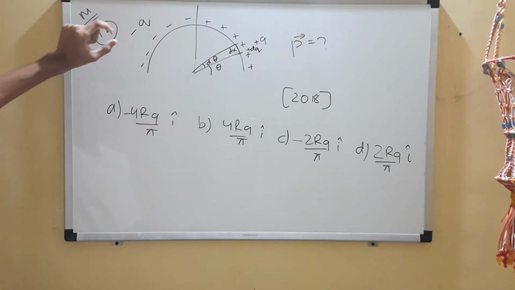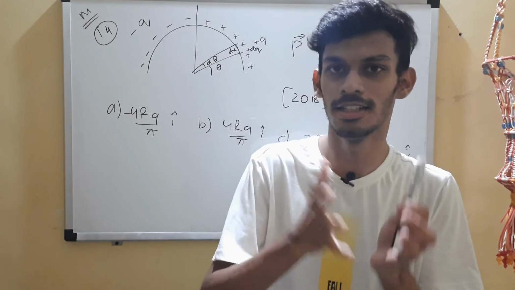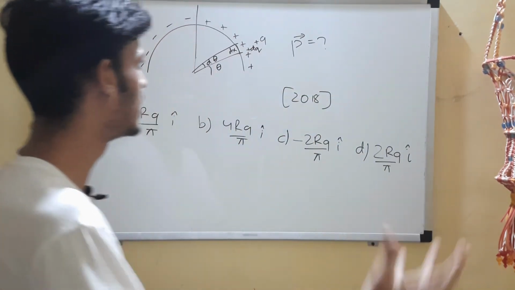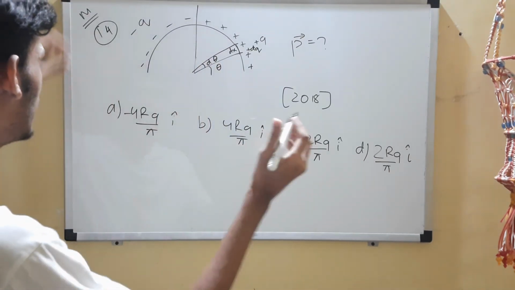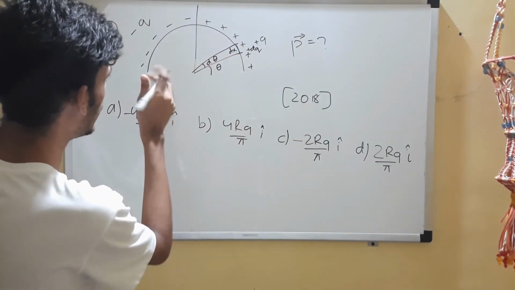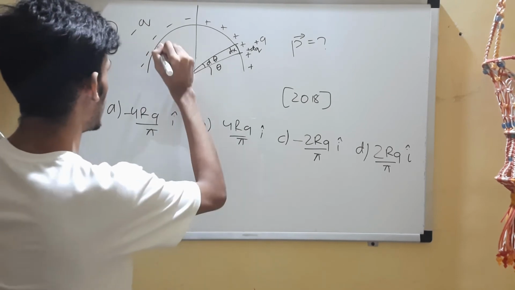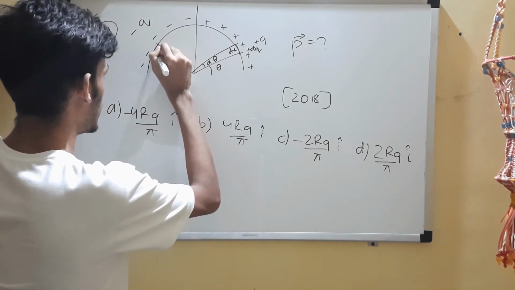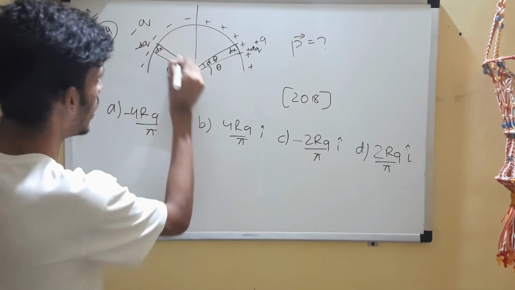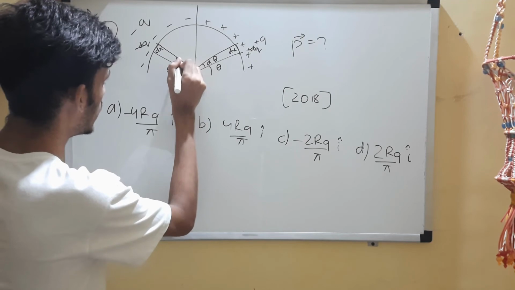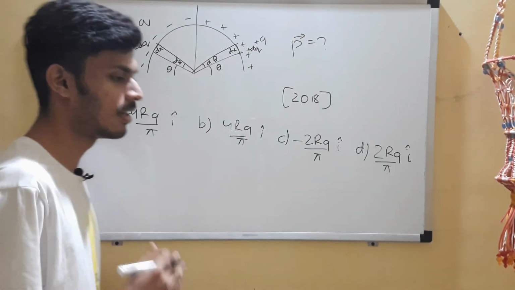Similarly, I'll choose one more element over here of length dx, which has a charge of minus dq, because we are considering a dipole moment over here, right? So let's select a pair. Similarly, I'll make an angle theta over here and cut out an element which has length dx. The charge on this one will be minus dq, and the angle subtended by it will be d theta. Okay, so we have to find the dipole moment.